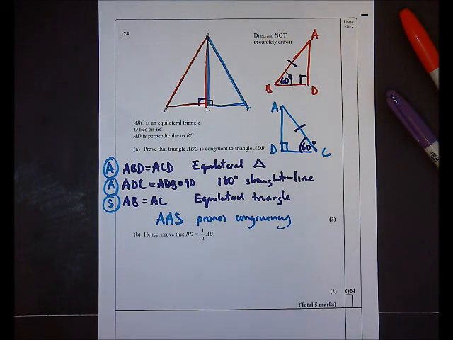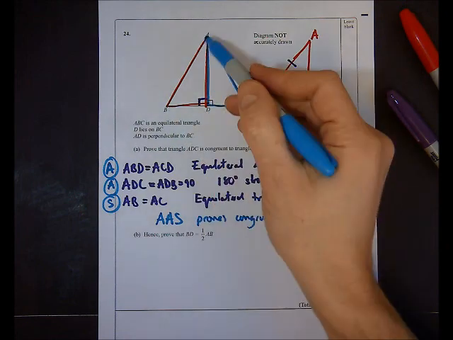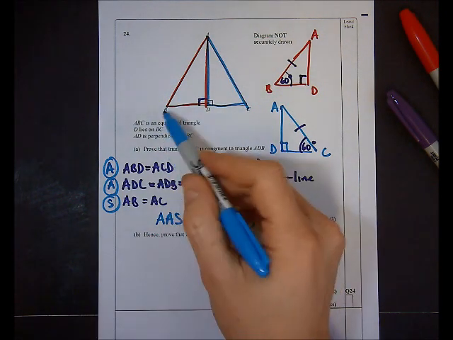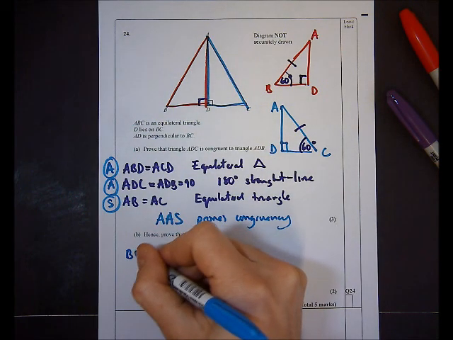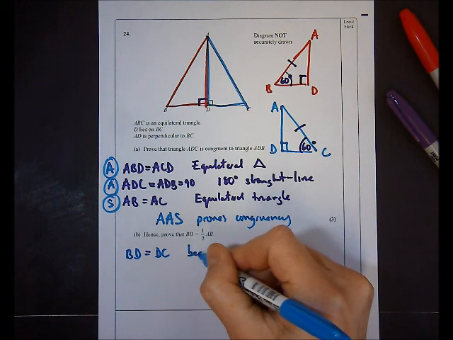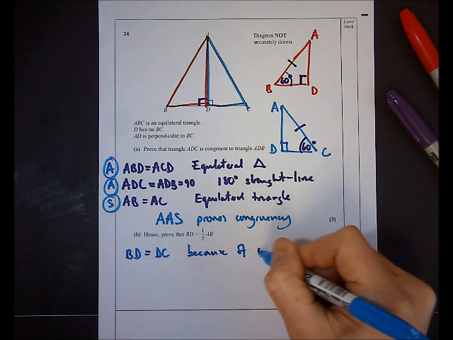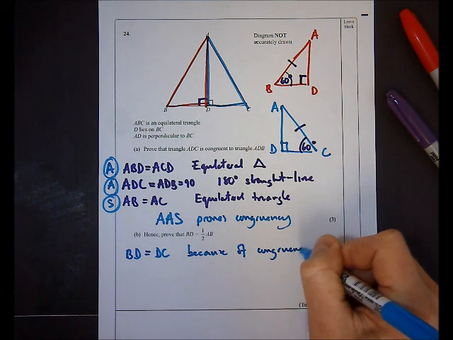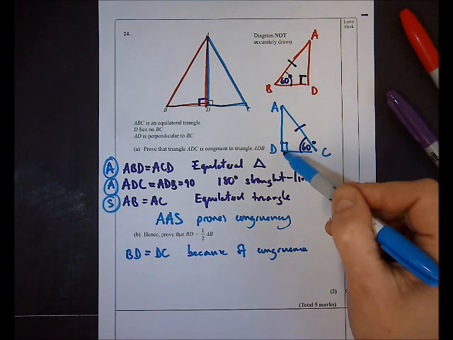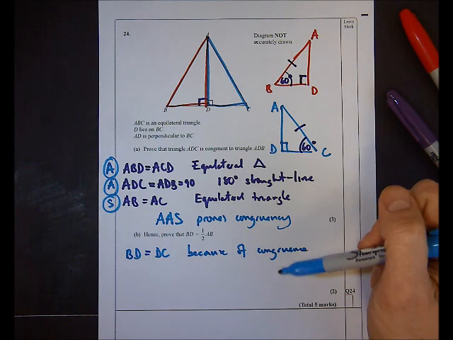In part B, I'm told to hence prove that BD equals a half AB. So B to D equals a half of A to B. So to do that, what I'm going to say is that I know that BD equals DC because of congruence. Or in other words, this triangle is exactly the same as this triangle, so this length must be exactly this length.